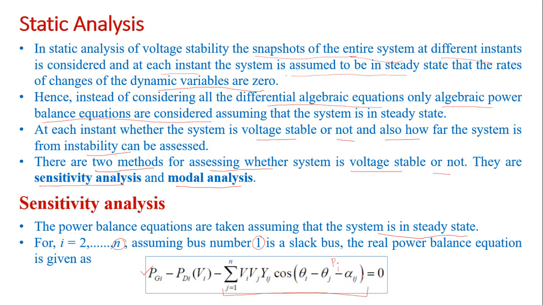So we know that the power balance equation is Pgi minus Pdi is equal to Pi. So this is nothing but Pgi minus Pdi minus Pi equal to 0. Instead of Pi, we substituted the equation for power injection in terms of voltage at both the ends and the admittance matrix elements. So theta i is nothing but the angle of the voltage Vi, theta j is the angle of voltage Vj, and alpha ij is the angle of the admittance matrix element Yij.